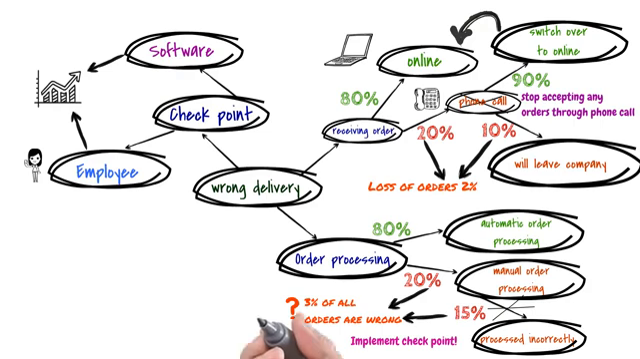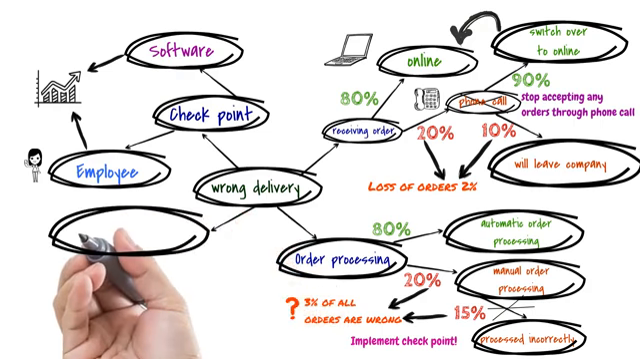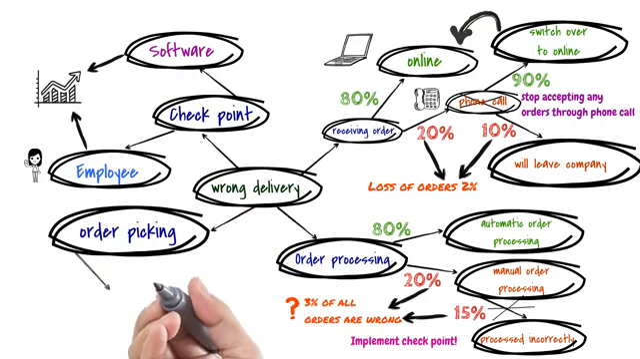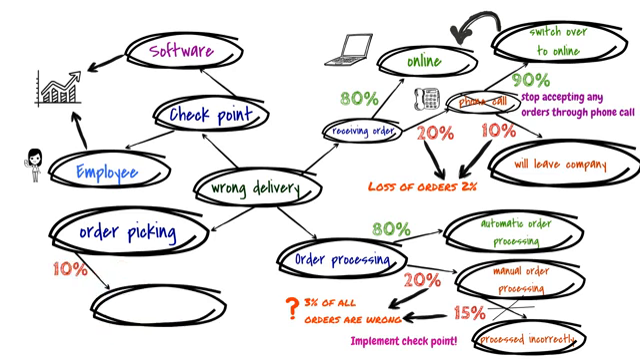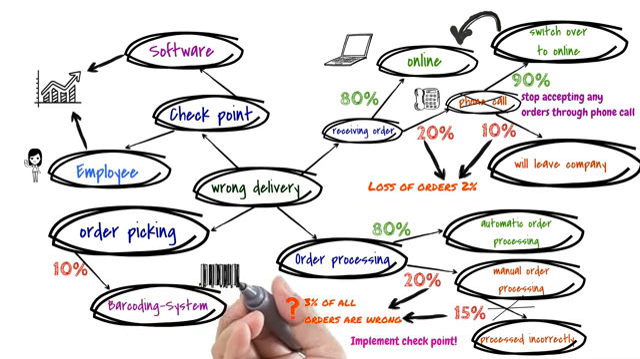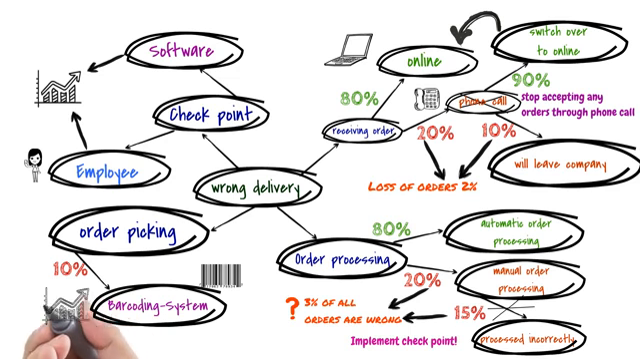The last connection to the main subject is picking the item from the warehouse. We found out that 10% of all orders were wrongfully picked. As a possible solution, we can use a barcoding system. That would prevent picking the wrong item. For this solution, a cost-benefit analysis would also be essential.